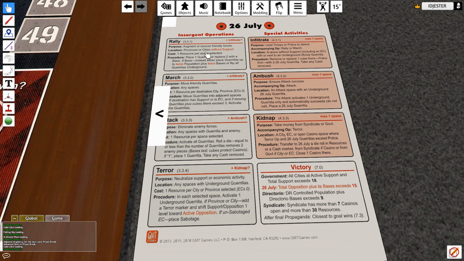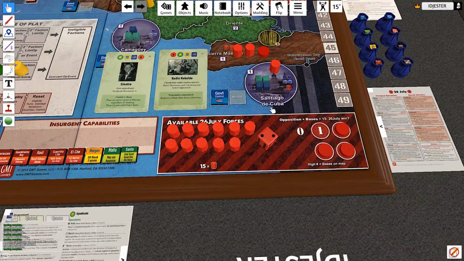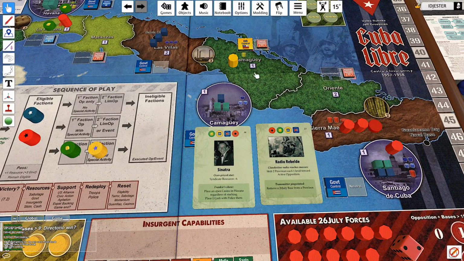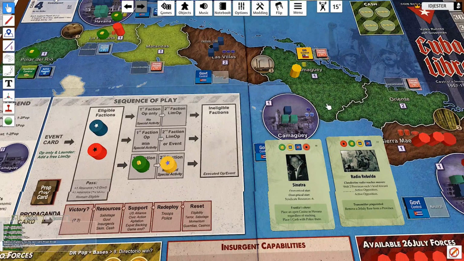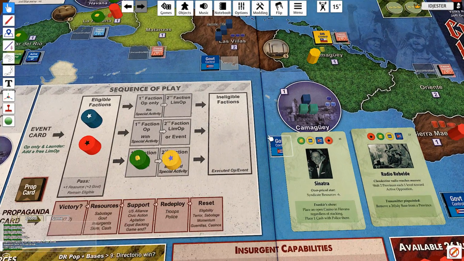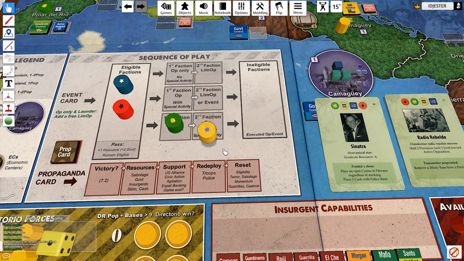So you can see these activities are going to be your backbone to getting your job done, right? Putting units on the board, moving them around, getting rid of your opponent's pieces, adding bases, bribing opponents and changing them over to yours, doing all those fun, great, interesting things, right? So that is what an operation and a special activity is. So you get to do both of those things.